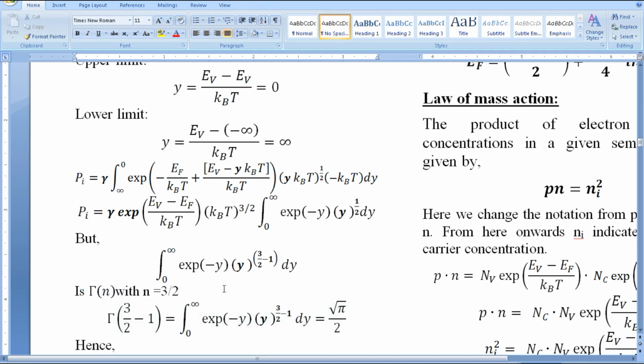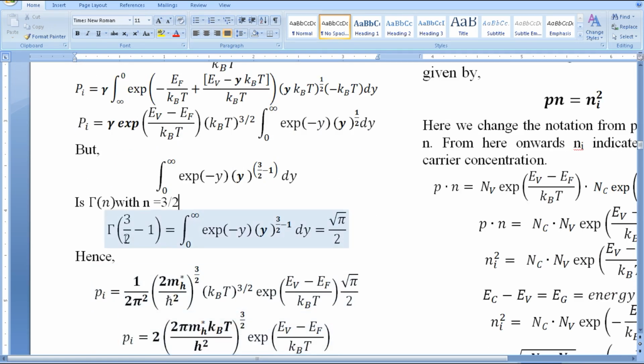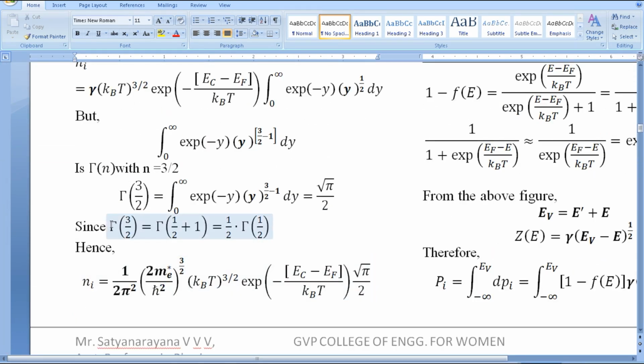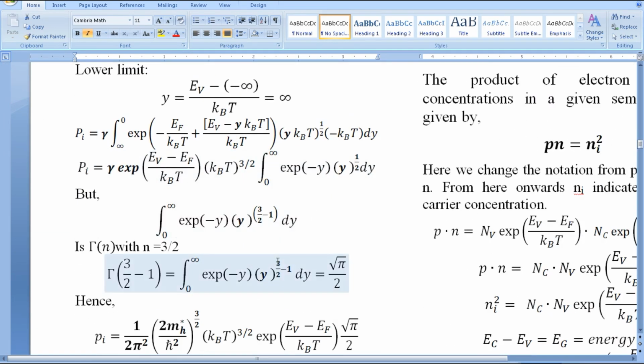So gamma 3 by 2 is nothing but half gamma half, which we have seen in the earlier integration part. Please have a look at this. Gamma 3 by 2 is nothing but gamma of half plus 1, which is gamma n plus 1, and using the identity gamma n plus 1 is nothing but n gamma n. So this is half times gamma half, and already gamma half is known as root pi. So this total term is just root pi by 2. So in place of gamma 3 by 2, one can happily write root pi by 2. So here also we get the same expression.